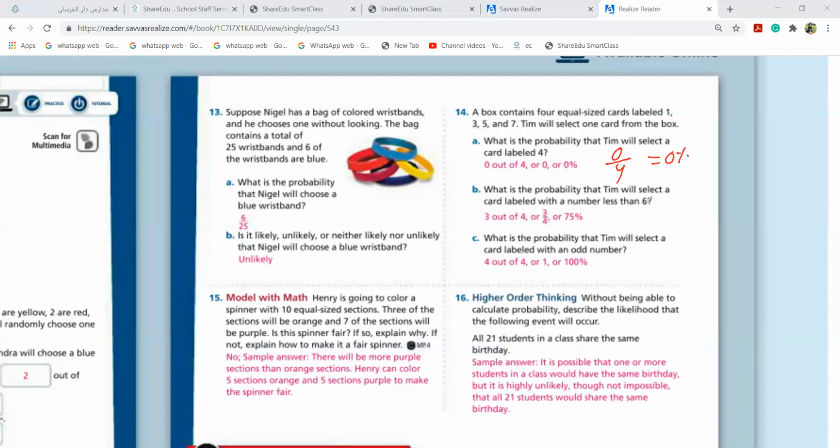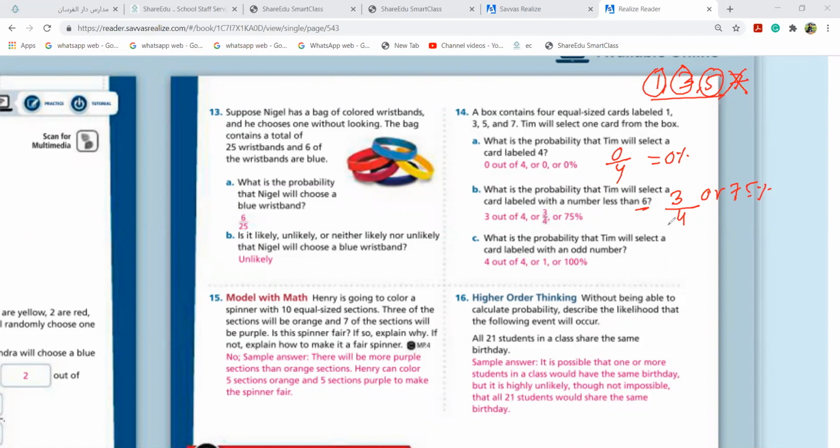Now, card number less than 6. Is there a card less than 6 here? 3 is less than 6. 5 is less than 6. 1 is less than 6. 7, I will cut out because this is not less than 6. So how many cards do you have? 1st card, 2nd card, and 3rd card. You have 3 cards. So 3 cards out of 4. Because total how many cards were there? 1, 2, 3, 4. They asked you less than 6. So 1, 3, 5. There are 3 cards which are less than 6. So I wrote here 3 out of 4, or nothing but 75%.